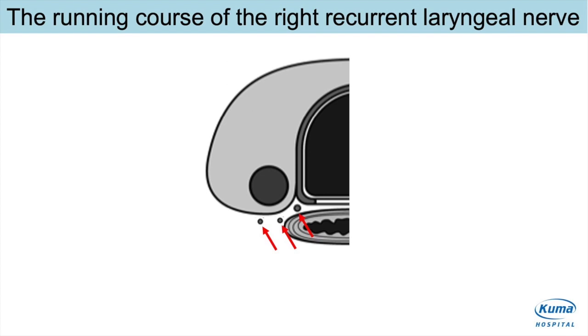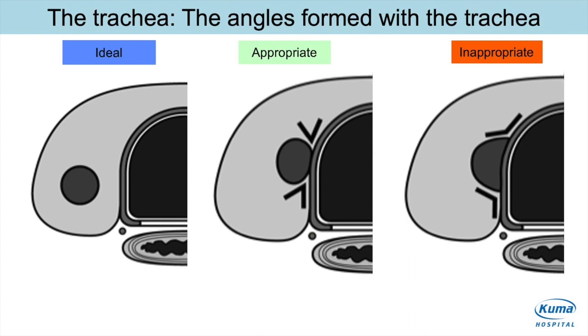However, the right recurrent laryngeal nerve runs obliquely, so the risk of tumors located near the posterior capsule of the right thyroid lobe should be carefully evaluated. The risk of tracheal invasion is evaluated with the angle formed between the tumor and the trachea. If the angles are acute, it is classified as appropriate, while if the angles are obtuse, it is classified as inappropriate, and we should recommend surgery.